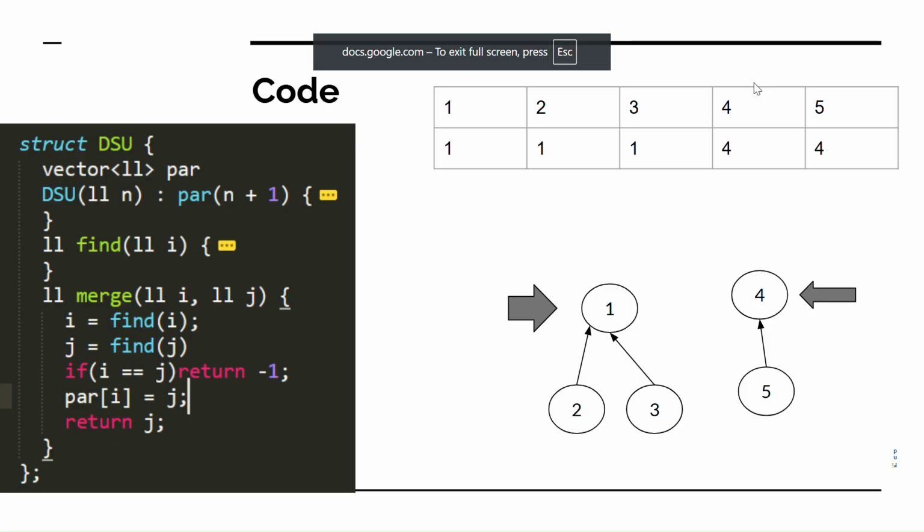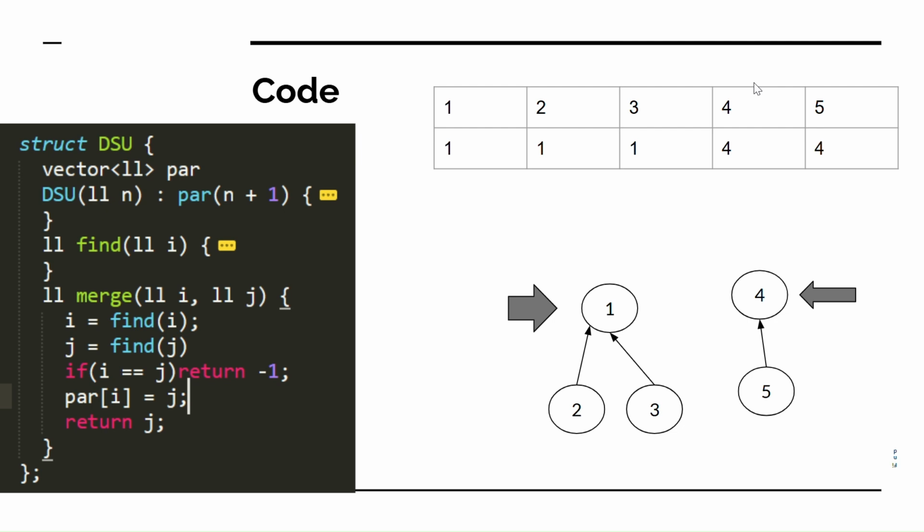Okay, now we want to merge these two nodes, that is 1 and 4. So for that, i is pointing to 1 and j is pointing to 4. So we want to merge this. For parent of i, that is 1, we are just going to point it to j. So we are going to update this: for 1, now the parent is j.